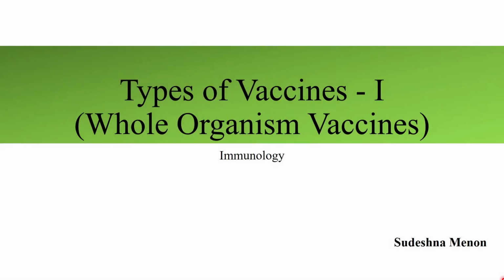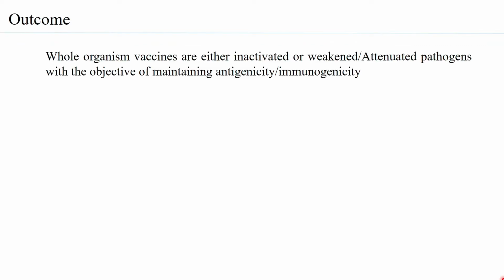Types of vaccines. In this session, we are going to look at whole organism vaccines. Let us look at the learning outcomes of the session. Whole organism vaccines are either inactivated microbes, so it can be inactivated bacteria or inactivated virus, or they can be weakened or attenuated pathogens, with the objective being that because they are whole, the antigenicity or the immunogenicity is maintained.